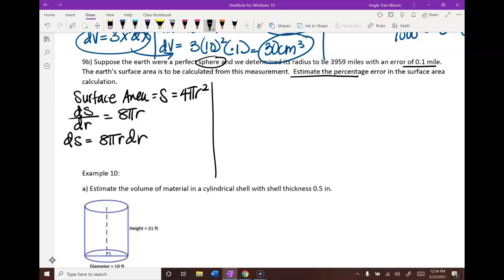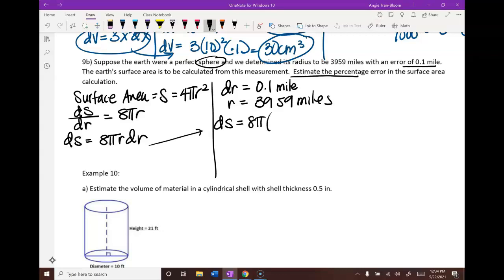Let's go back and check really quickly. It says we have an error of 0.1 of a mile. So dr is the change in the radius, and the radius is 3,959 miles. So for the change in surface area, we're going to use this formula, which is 8 times pi, the radius 3,959, and the change in radius 0.1. Let me bust out my calculator. This gives me about 9,950 square miles.